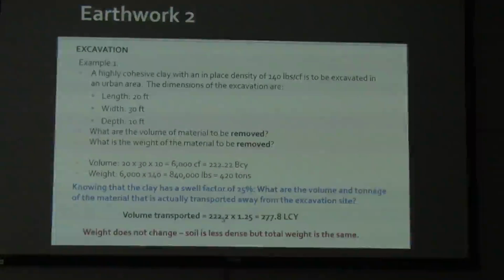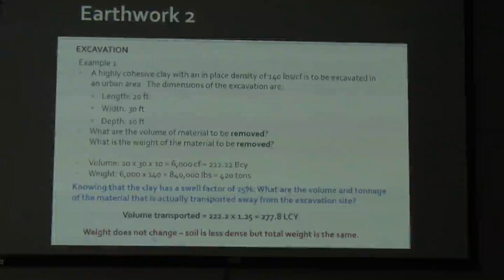So the volume transported is going to be 222.2 bank cubic yards times 125%, or 1.25 loose cubic yards per bank cubic yard, or 277.8 loose cubic yards. This is the amount of material that's actually going to be transported. The volume of material removed is in bank cubic yards. The volume of material actually transported is loose cubic yards.